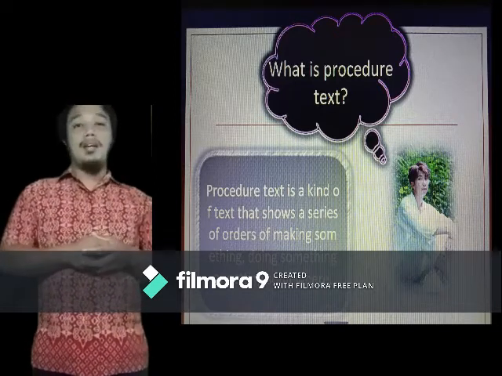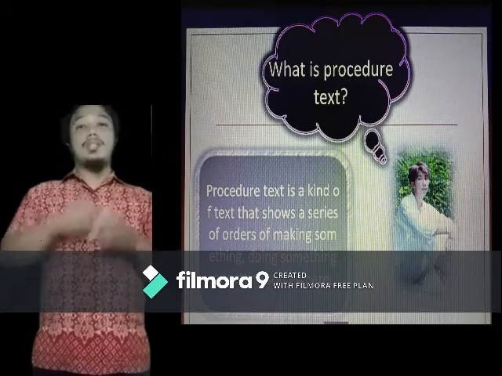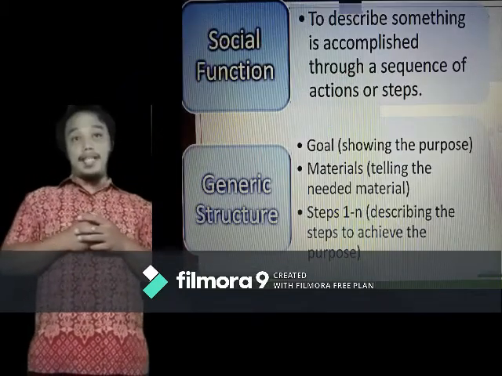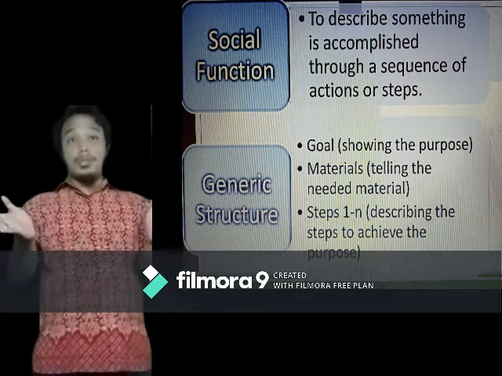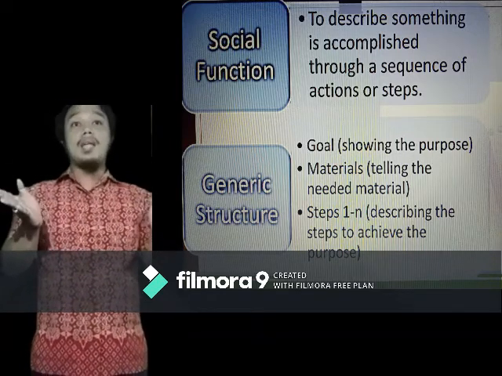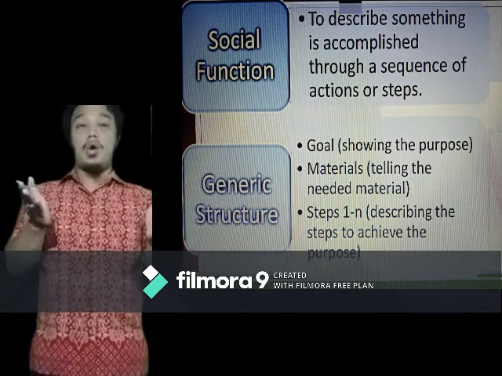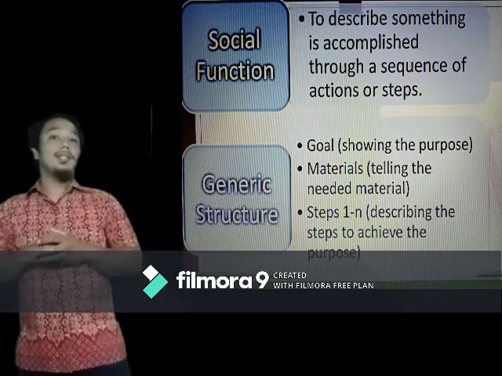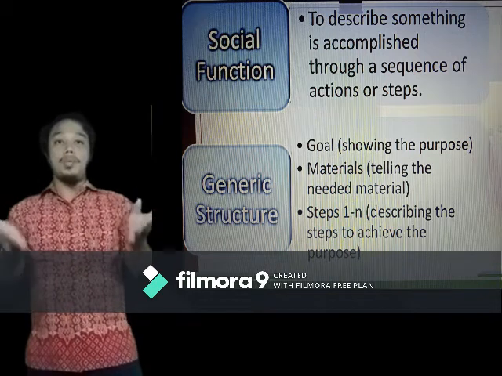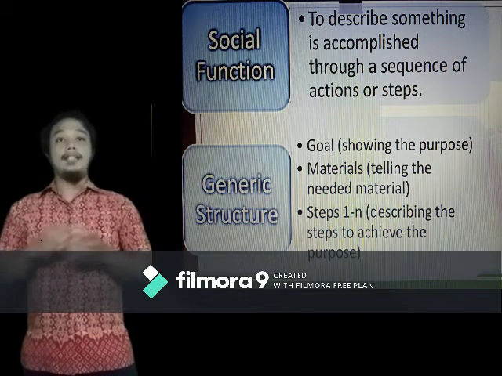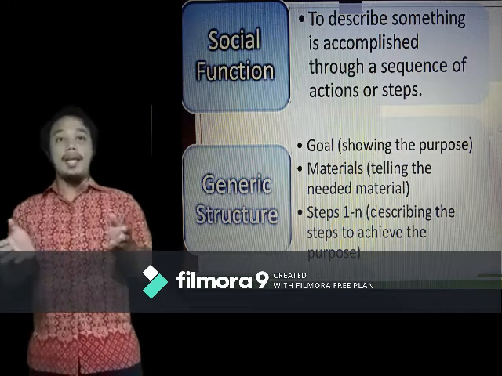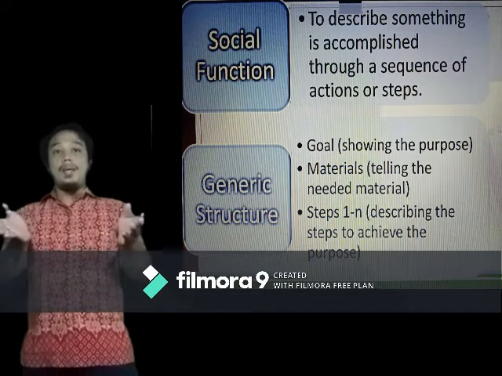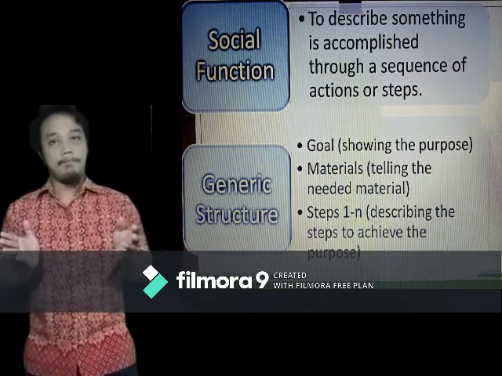And then my students would like to know about the social function of the procedural text. Do you know what the social function of the procedural text is? The social function of the procedural text is to describe how something is accomplished through a sequence of actions or steps. And then the generic structure: number one, the goal, showing the purpose of the procedure text. And then the materials, telling the needed material. And the third, the steps, one to the end, describing the steps to achieve the purpose.